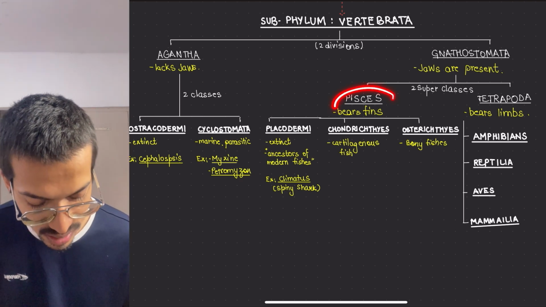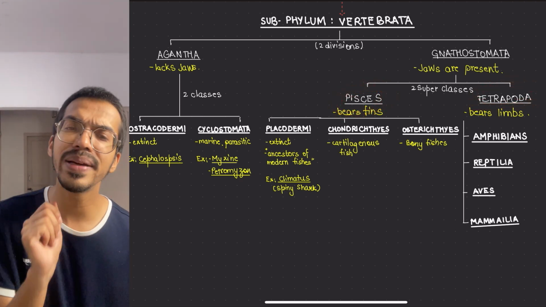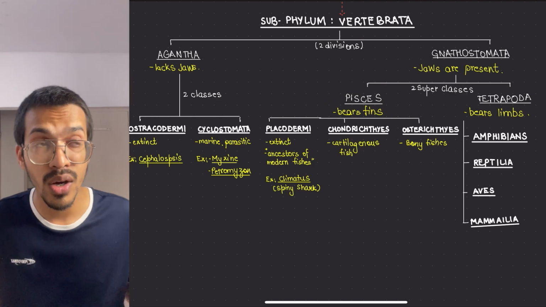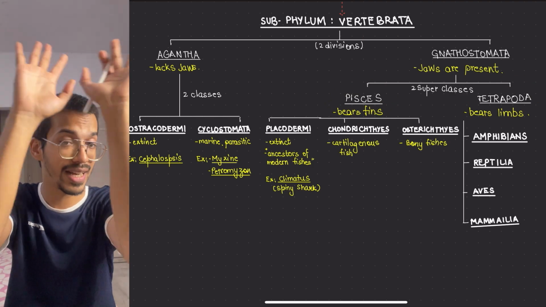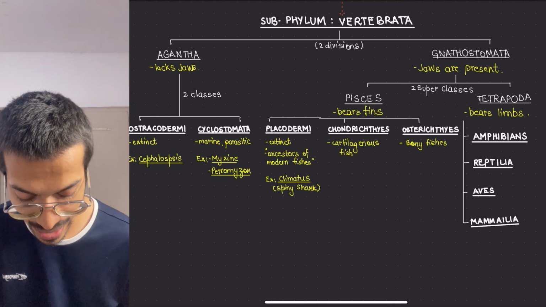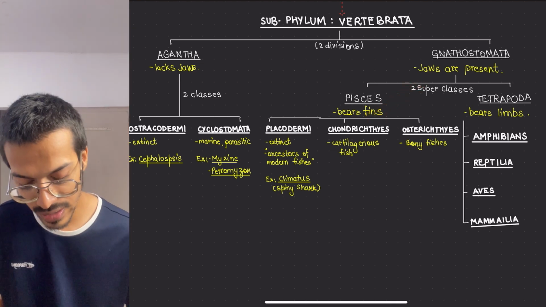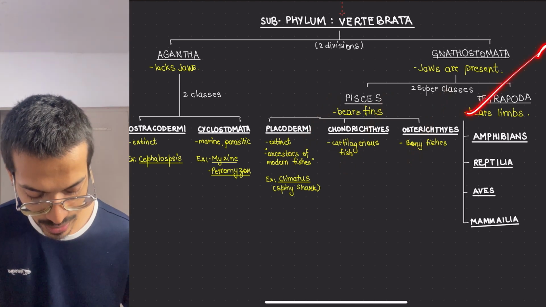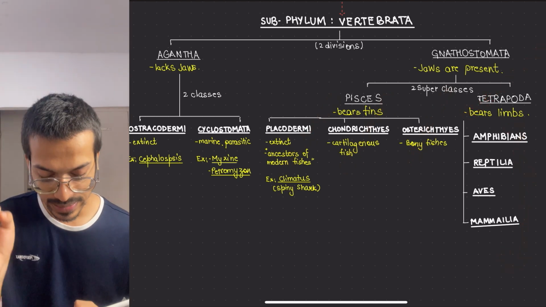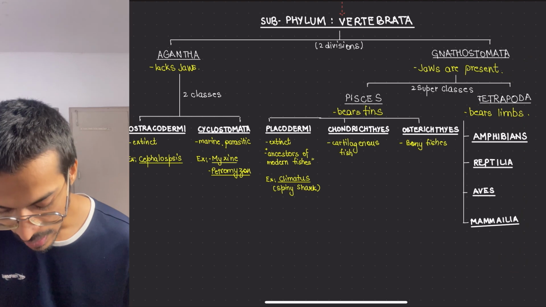Pisces and tetrapods. And on what basis is it divided? Whether they have fins present like fish, or whether they have limbs present. If they have fins, we have three classes. If they're tetrapods, we have four classes in it. The three classes of the Pisces are what?